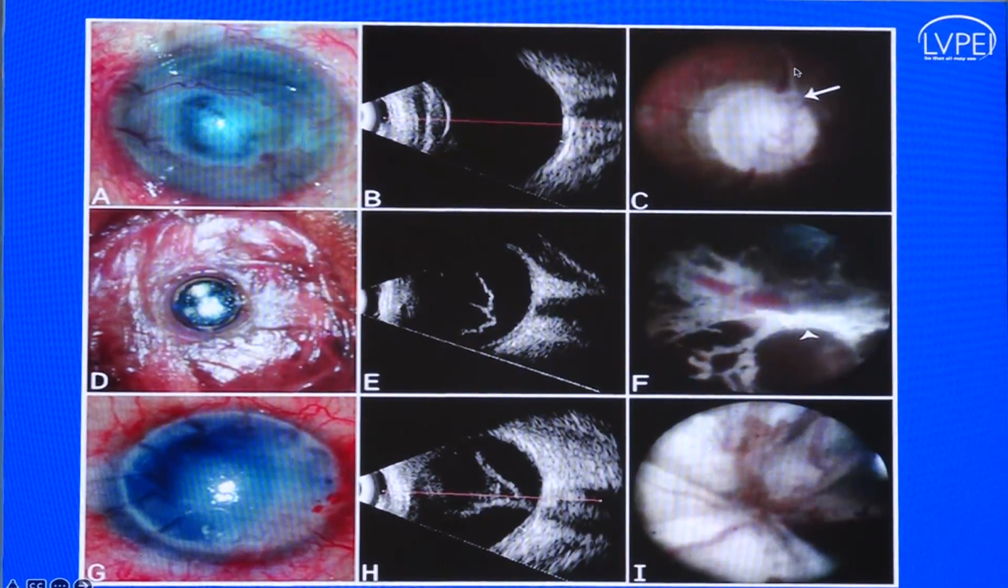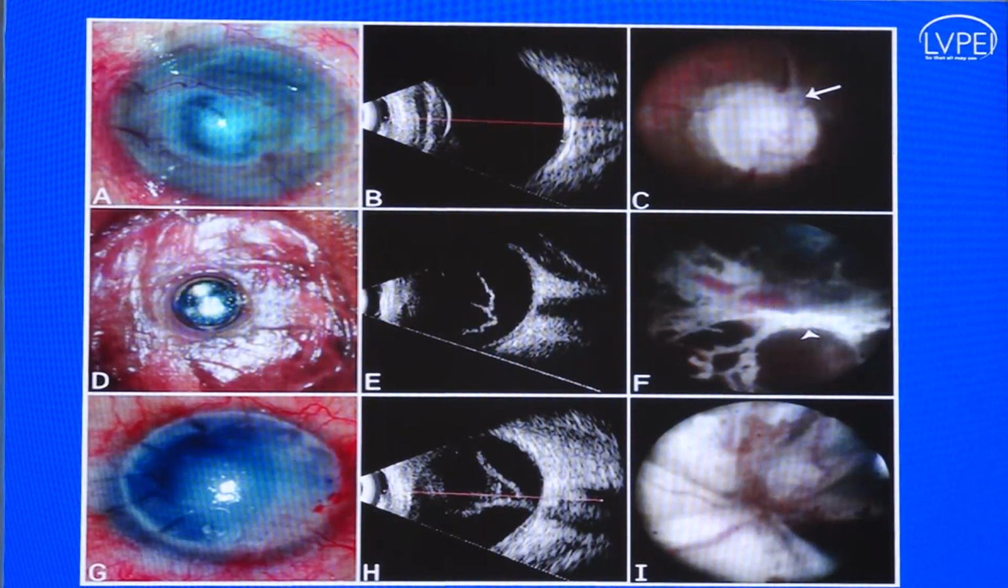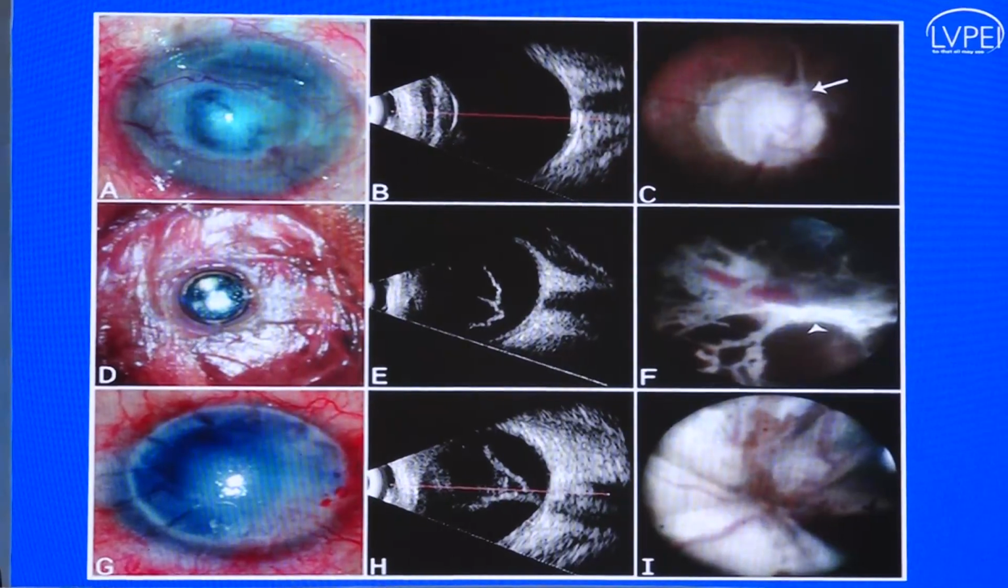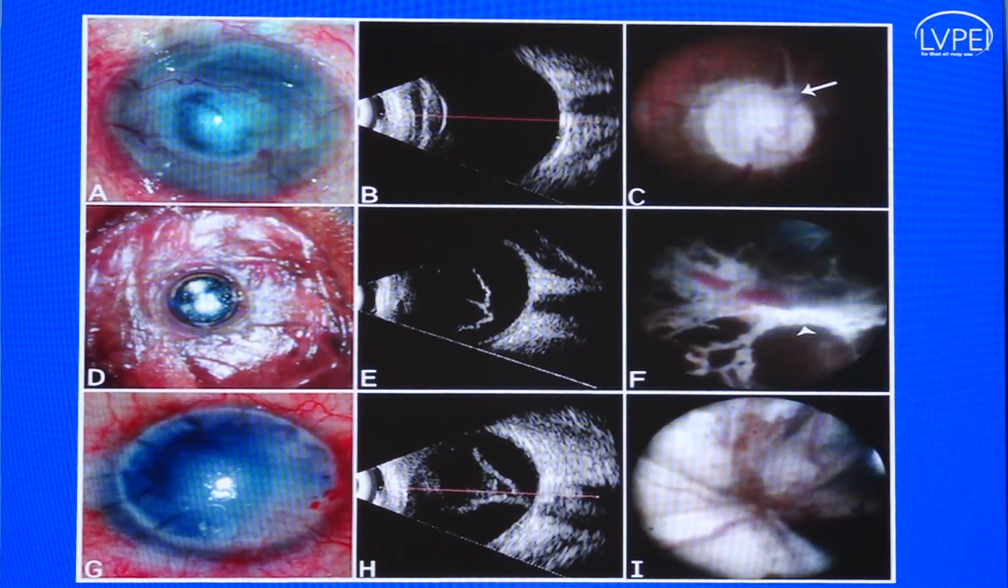So in a few of our uveitic eyes with long-standing hypotony, before going ahead with any subsequent intervention, what we did was a diagnostic endoscopy to assess the status of the optic disc and the macula before going ahead with any future interventions.